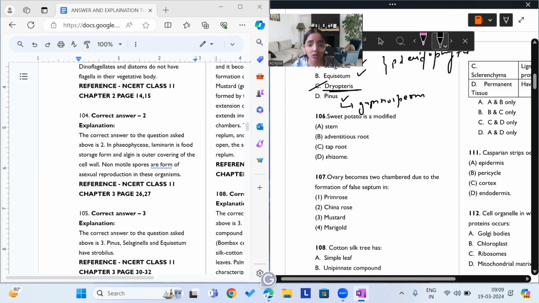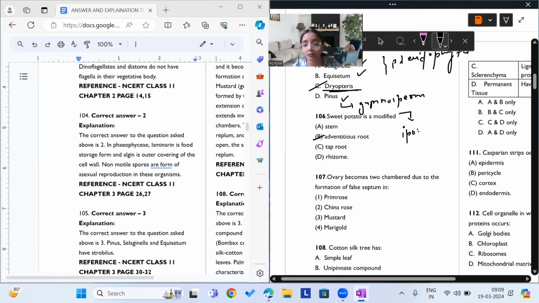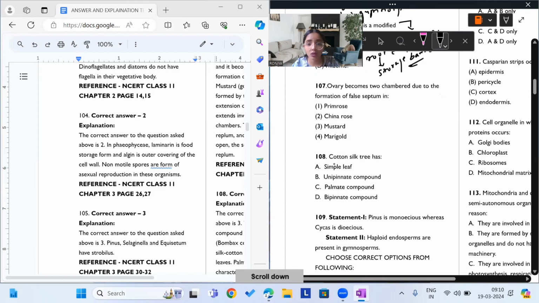What is question 106 saying? It is saying sweet potato is a modified adventitious root. The scientific name for sweet potato is Ipomoea batatas. It is a modified root which stores food. I hope this is clear to you. Moving on to question 107.